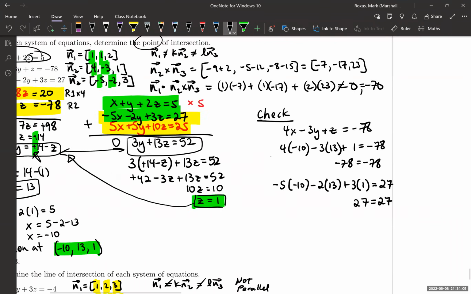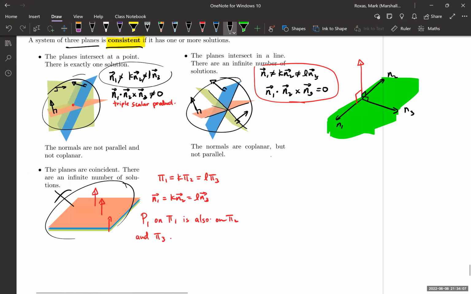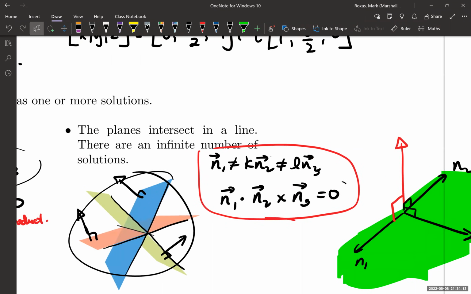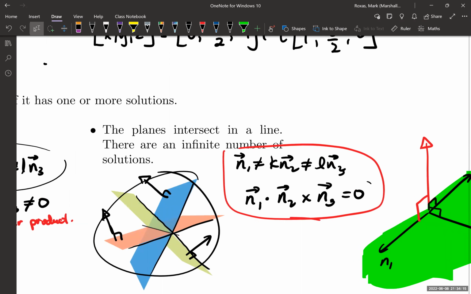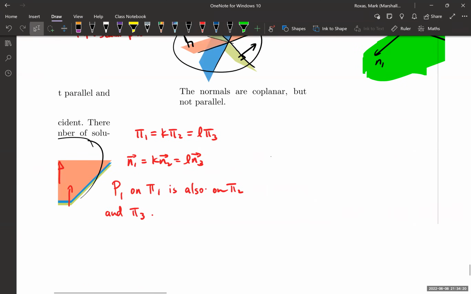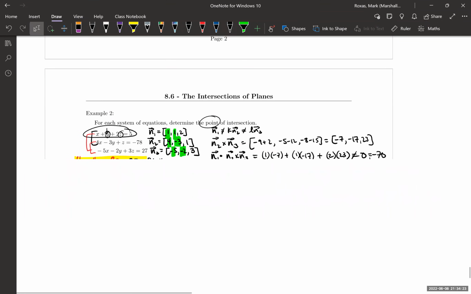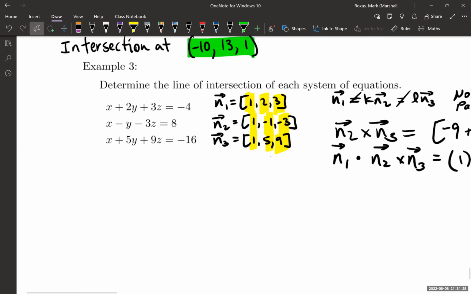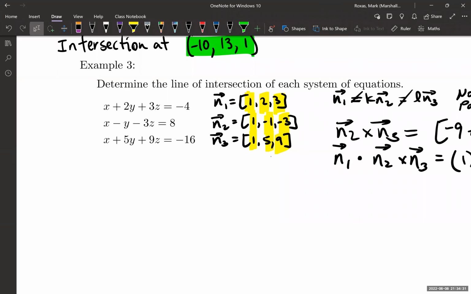Reminding ourselves again, if the triple scalar product is 0, then the normals are all coplanar. They all act on the same plane, and we're looking now at a situation where the three planes intersect at a line. So let's solve. Let's take a look at what it looks like when you solve it. If I know that they're in a line, I'm going to take my equations. X plus 2y plus 3z equals negative 4.